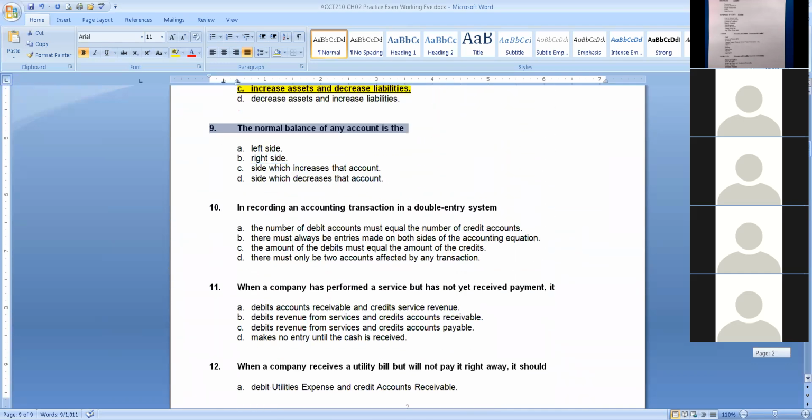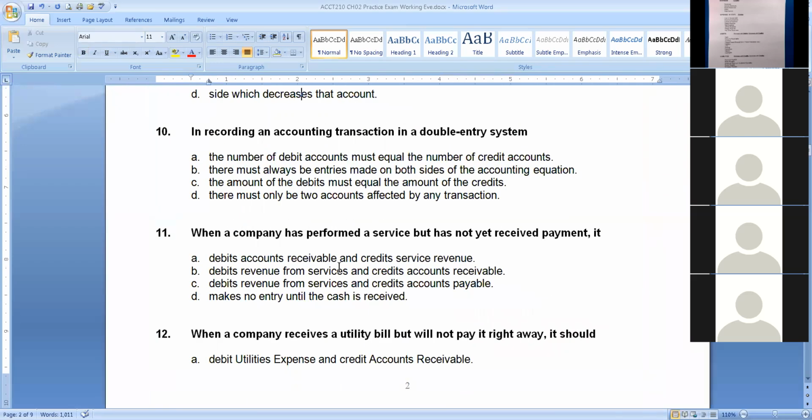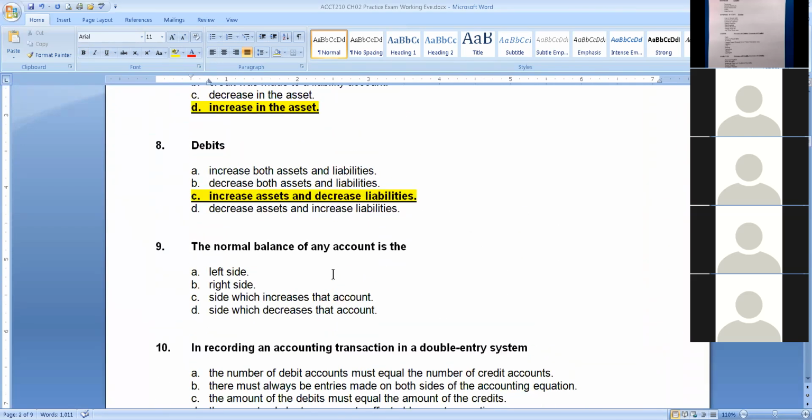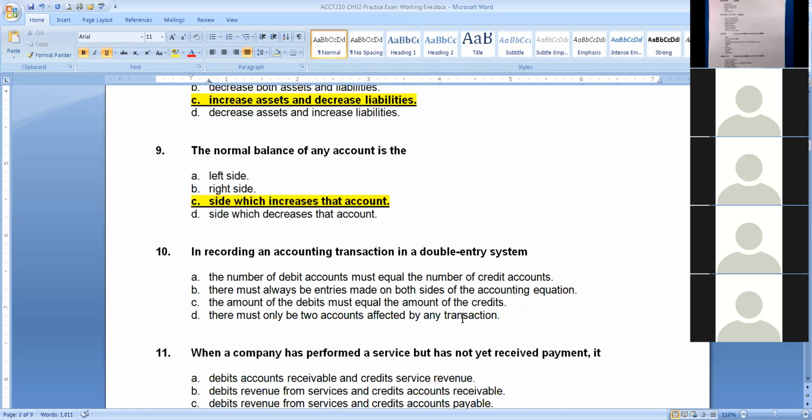All right. So this one, oops, I made this smaller. Let me make it, whoa. Okay. So this one would be C. The side which increases the account. And again, that means at the end of the year, if there's anything in that account, it'll be whichever side increases it.